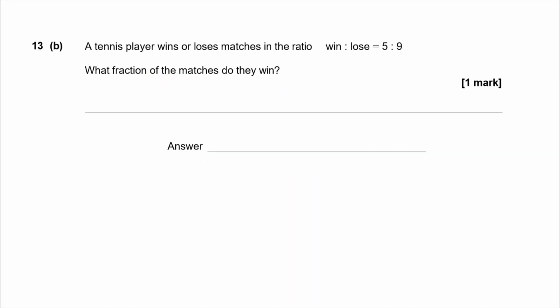Part B says a tennis player wins or loses matches in the ratio of win to lose 5 to 9. What fraction of the matches do they win? Okay, so if they win 5 games for every 9 games they lose, then altogether that's 5 plus 9. That's 5 plus 9 is 14 games then. So in 14 games, they win 5 and they lose 9. So what fraction do they win? Well, they win 5 games in every 14 games then. Okay, so the 5 plus the 9 makes 14, which is the denominator of our new fraction. So it's going to be 5/14.